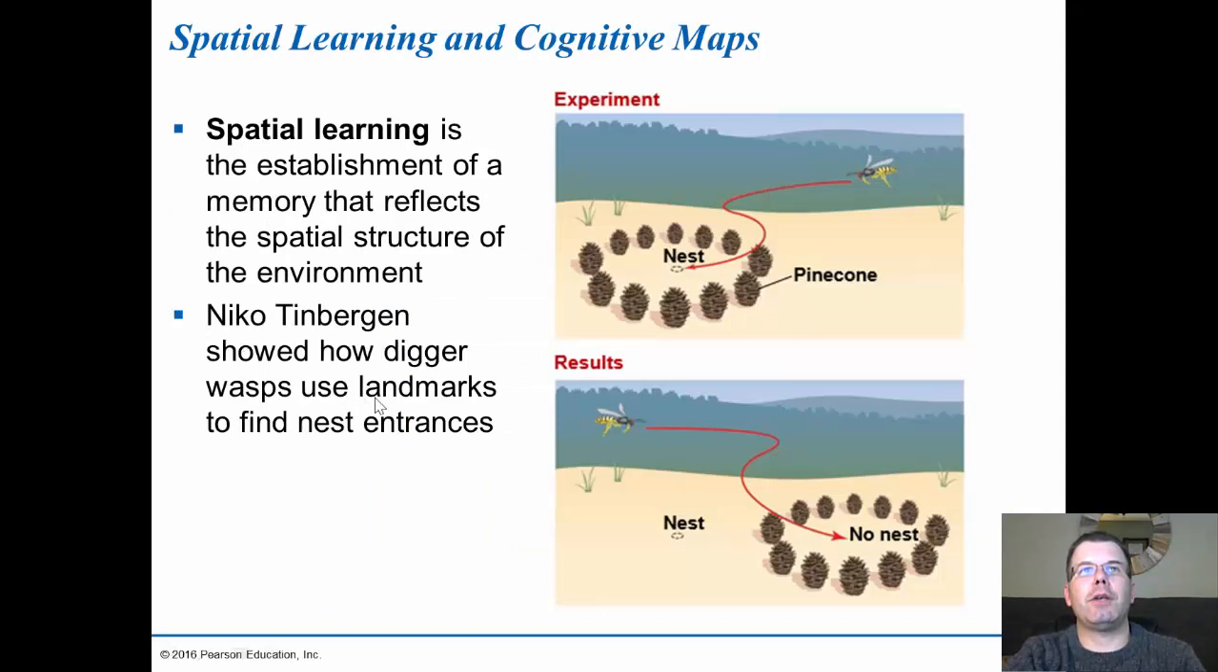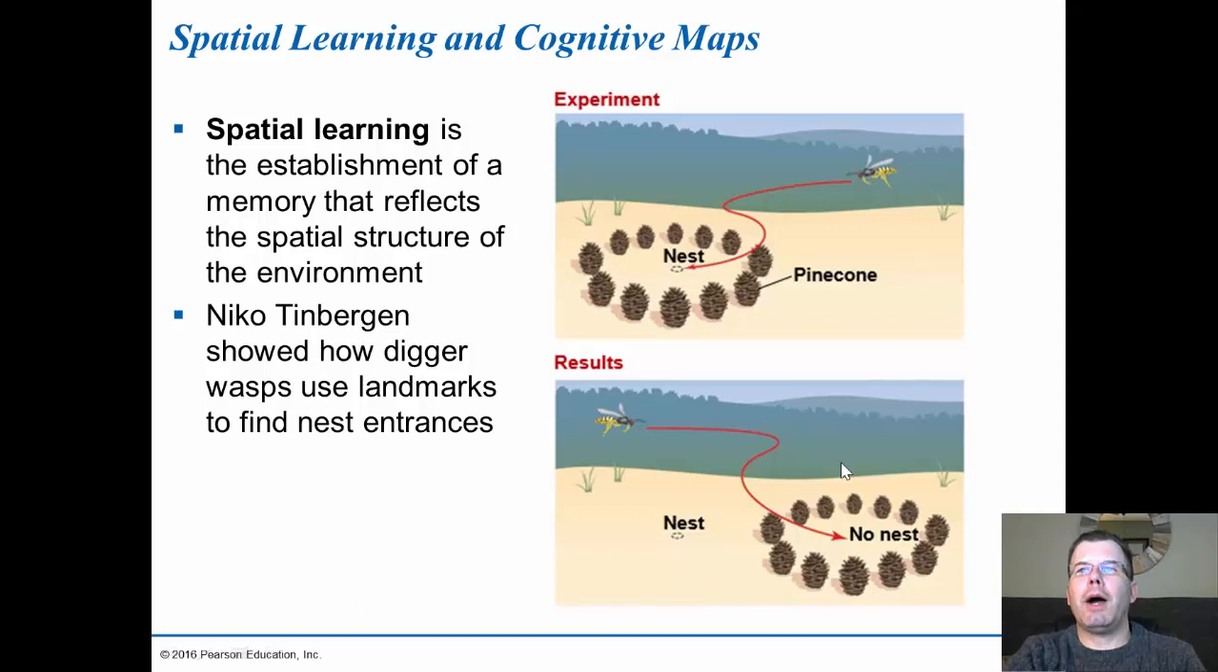Okay, now another type of learning is spatial learning, and spatial learning is the establishment of memory that reflects spatial structure in an environment. And again, Nico Tinbergen showed that digger wasps use landmarks to find nests. And so what he did as an experiment is that he put pine cones around a nest, and the digger wasp would find where to go.